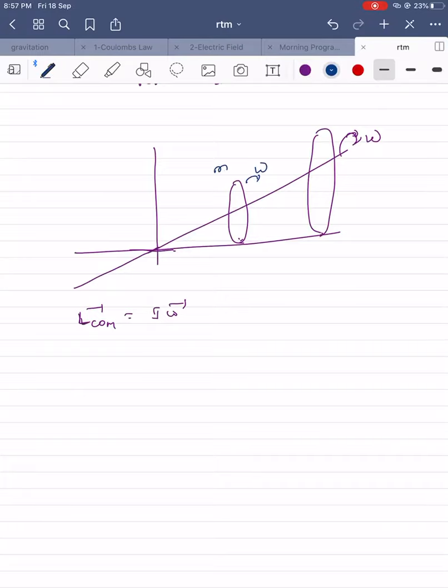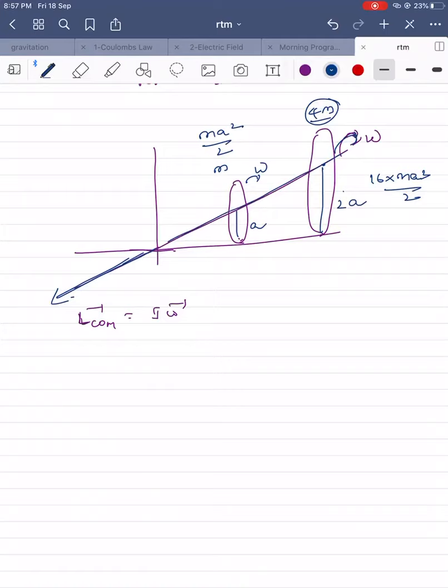I is equal to, this is mass m, this is a. These are all disks. This is 4m and this is 2a. Its moment of inertia I is equal to ma square by 2 plus 4m into 2a whole square by 2, which is 16 ma square by 2, that is 8 plus 0.5. Now this angular velocity is in this direction. Why, sir? If you curl your hand fingers, the angular velocity direction is in this direction.